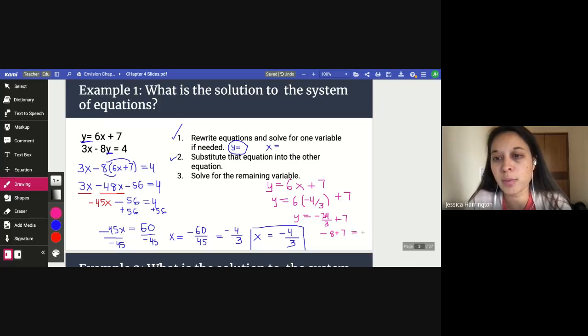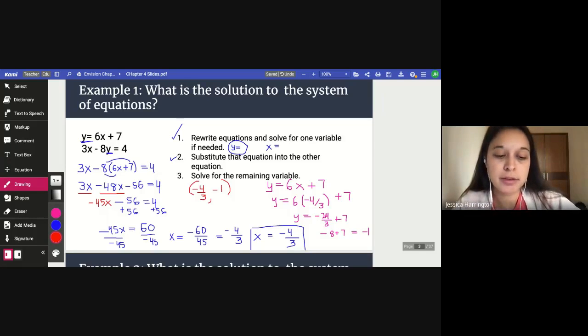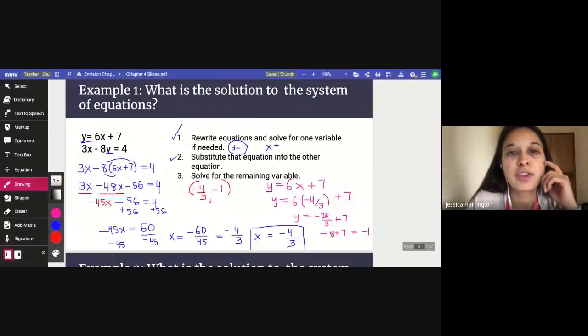So y equals -1, right? So my solution for this whole thing is negative 4/3 for x, comma, -1 for y. That is the answer to this system of equations. And you can go in Desmos and check, does it cross there? It should, right? You're probably thinking this is way harder and more complicated than using Desmos. But to be honest, Desmos won't always be available, so you're going to have to know how to do this algebraically. This one was a little bit longer just because it was a fraction. But let's try it a couple more times.